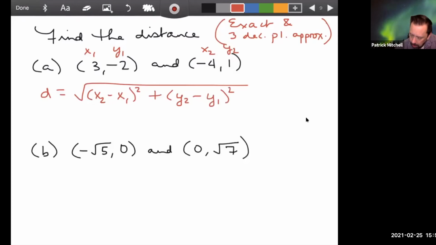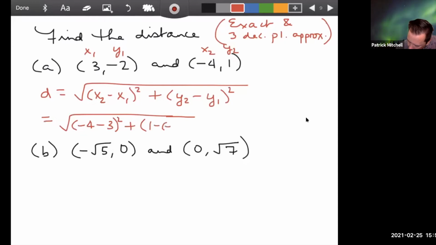Okay. All right, so x2 is -4, x1 is 3, y2 is 1, y1 is -2, be careful with your negative signs. -4 minus 3 is -7. The square of -7 is 49. 1 minus -2 is 3. 3 squared is 9. 49 plus 9 is 58.